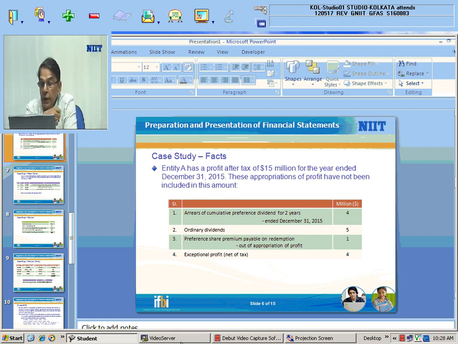Out of this, arrears of cumulative preference dividend for 2 years ending December 31st, 2015 is 4 million. That means for 1 year, that is for the year ended December 31st, 2015, it is 2 million. Ordinary dividends declared out of this profit is 5 million. Preference share premium payable on redemption out of the appropriation of profit is 1 million. And exceptional profit net of tax is 4 million. So how will we calculate the earnings for the purpose of BEPS?